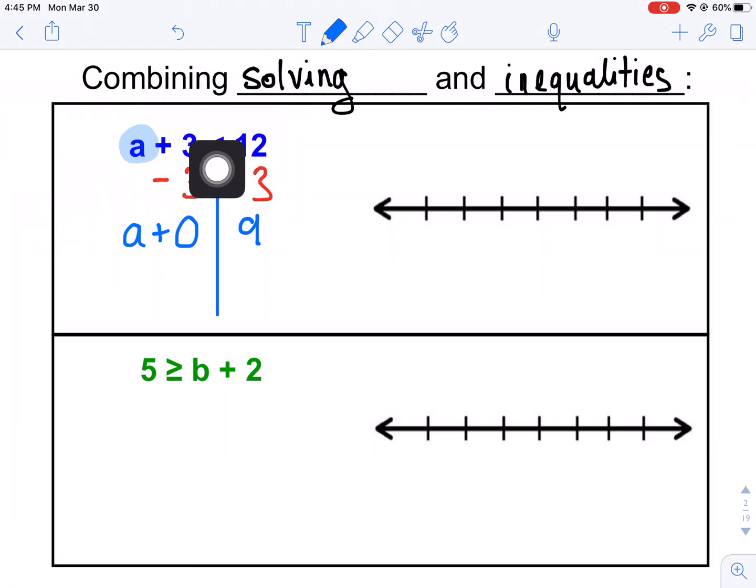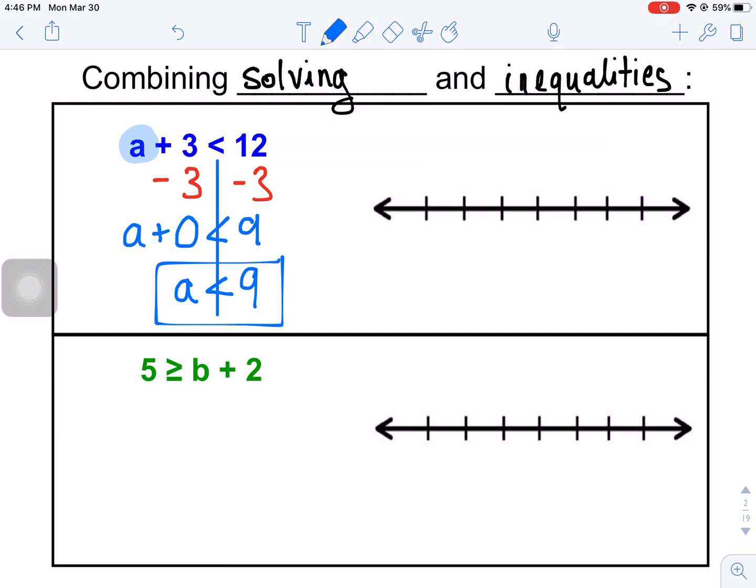And we're going to take our inequality sign and rewrite it down here. We know that adding 0 isn't going to change our A, so we can rewrite this whole thing again without the 0. So our answer is A is less than 9. So that was the first step.